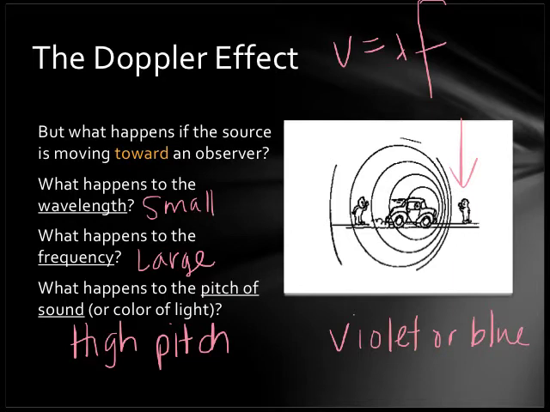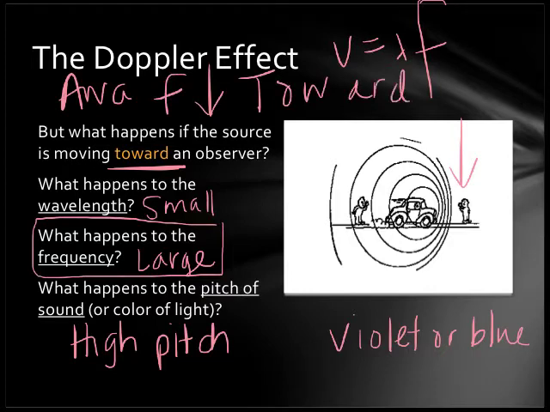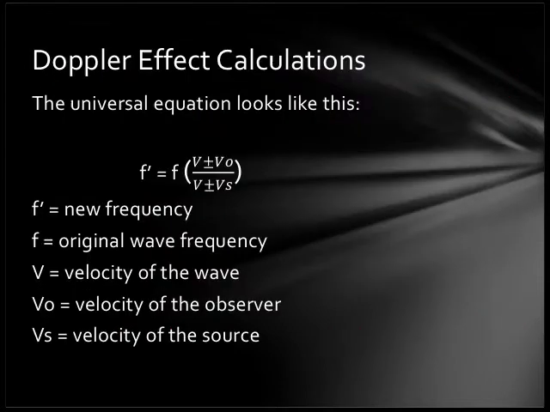So the big things to keep in mind: as the source moves towards you, the frequency has to go up. If it moves away, the frequency has to go down. This is a big thing to remember. So when the object's moving away from you, frequency goes down. If the object's moving towards you, the frequency goes up.